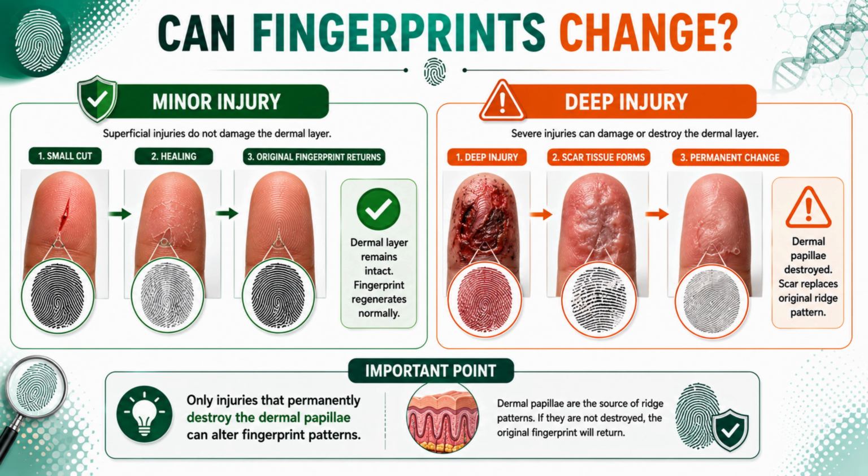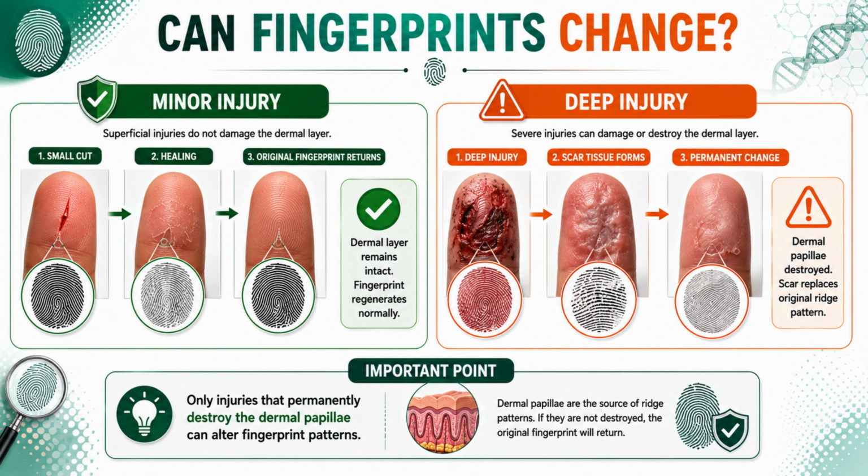Since the dermal papillae remain intact, the skin heals by reproducing the same ridge pattern that existed before the injury. After healing, the original fingerprint reappears. Many of us have experienced small cuts on our fingers during childhood, yet those injuries do not permanently change our fingerprints. This remarkable ability to regenerate the original ridge pattern further supports the principle of permanence.